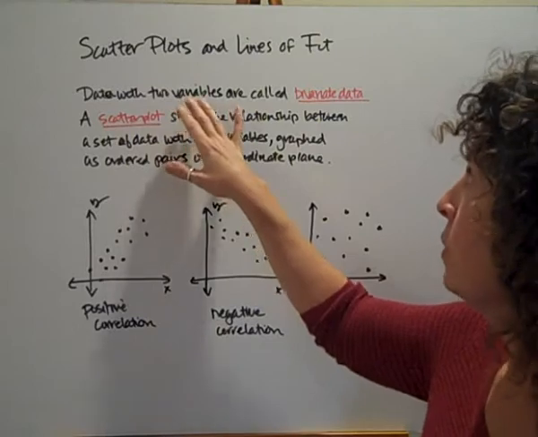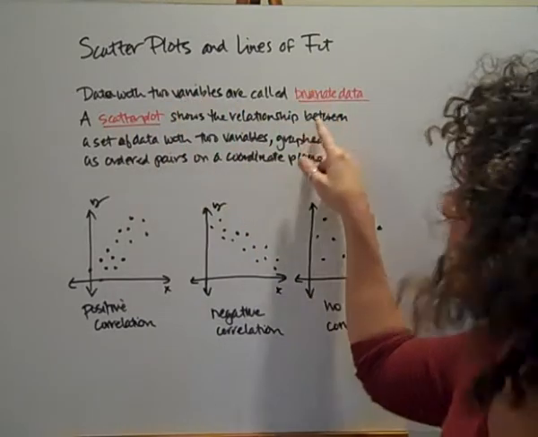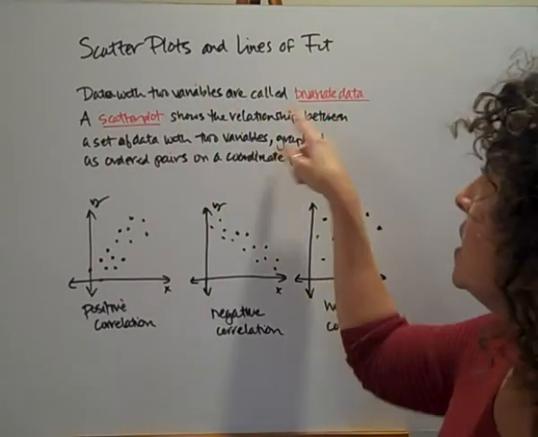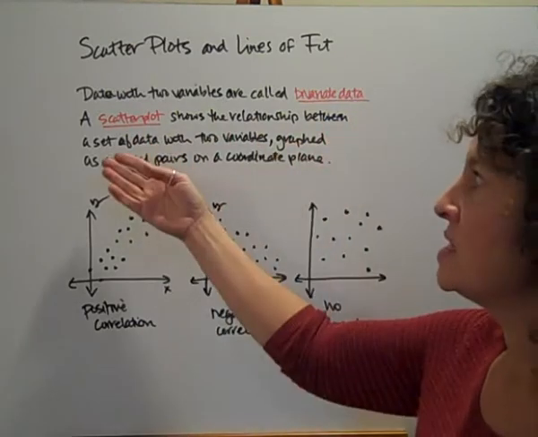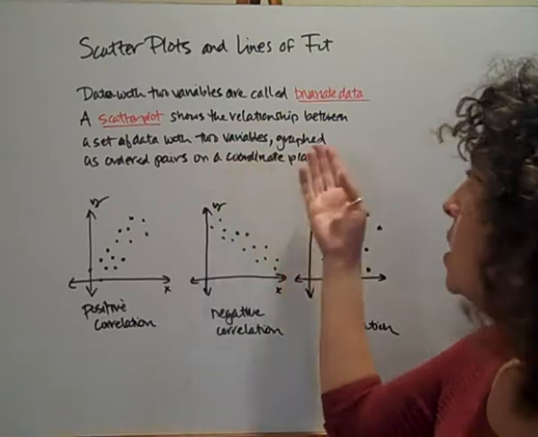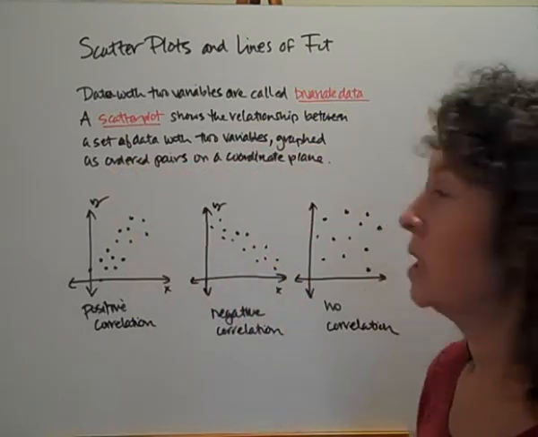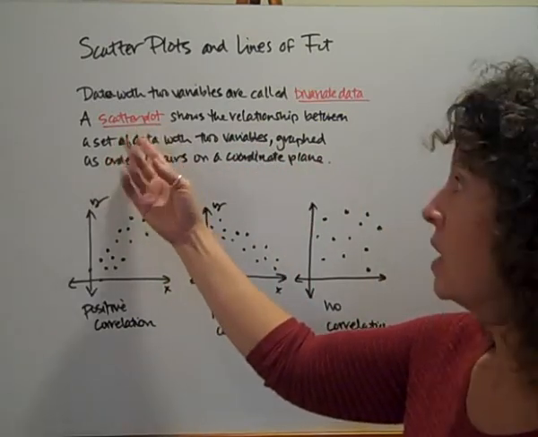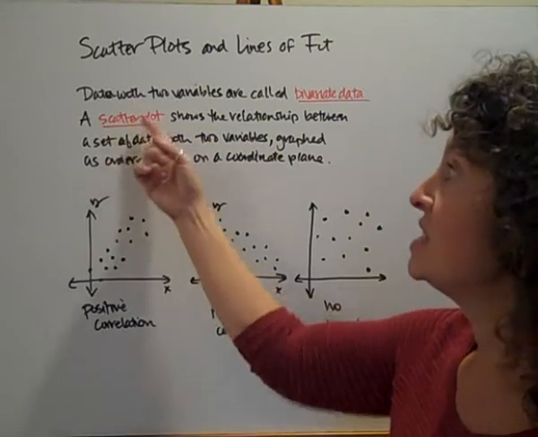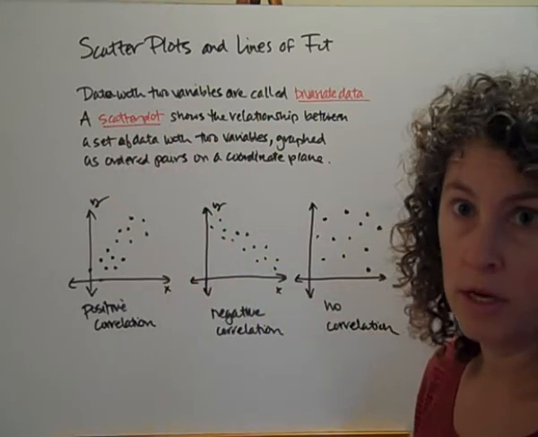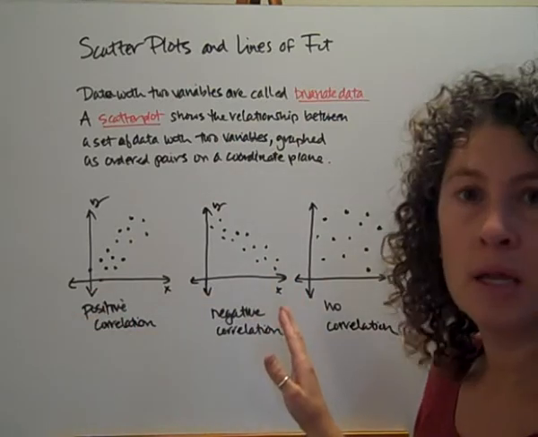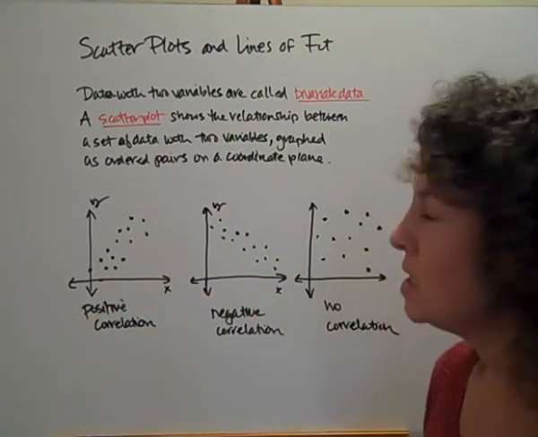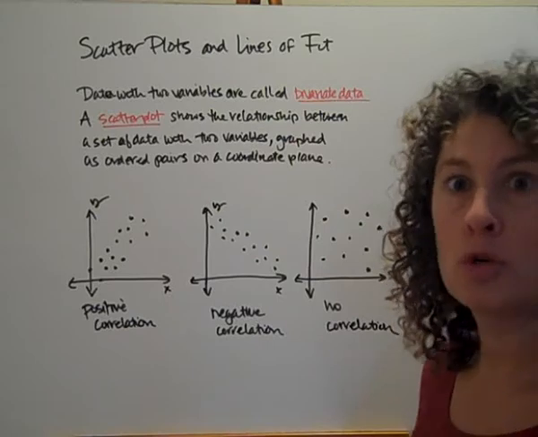Data with two variables are called bivariate: bi for two, variate, as in the variables vary. A scatter plot shows the relationship between a set of data with two variables graphed as ordered pairs on a coordinate plane. It really is exactly what it sounds like. It's a plot where we have a scatter of points, so we don't necessarily have a nice straight line through them. There's not necessarily any specific pattern that we can see, but we can look for general trends.